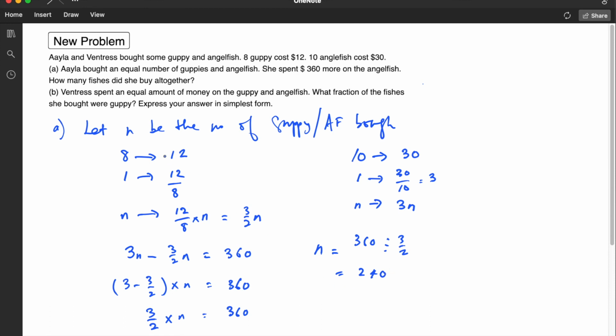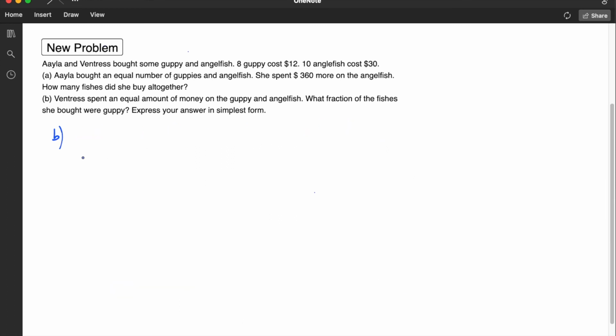But again, remember n is only either the guppy or the angelfish, so we have to multiply by 2 to find the total. So 2 multiplied by n is equal to 480. So for part B, we're going to do the same. Now let C be the cost for each fish, so for the guppies or angelfish.